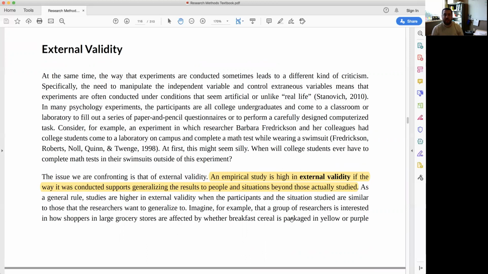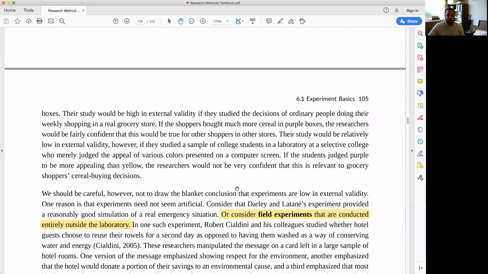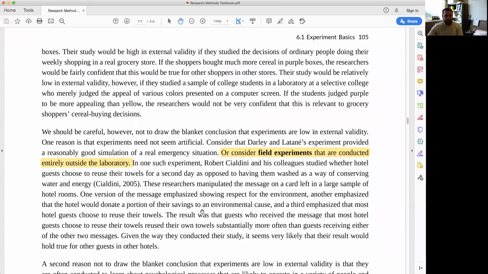So are you actually monitoring people's real behaviors? They don't know that they're part of a study. And so you get to see how they are actually responding to whatever it is that you are throwing out there. So field experiments are conducted entirely outside the laboratory.